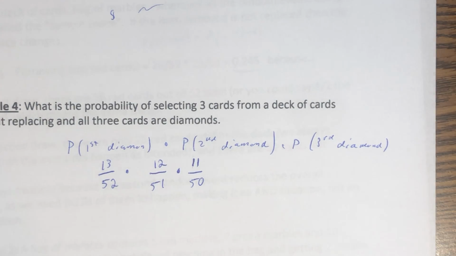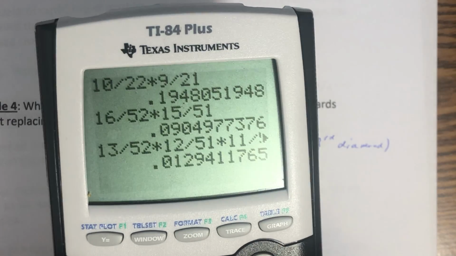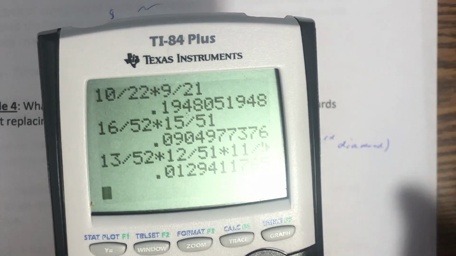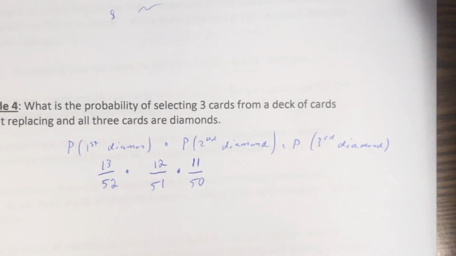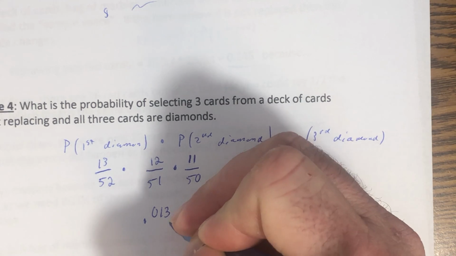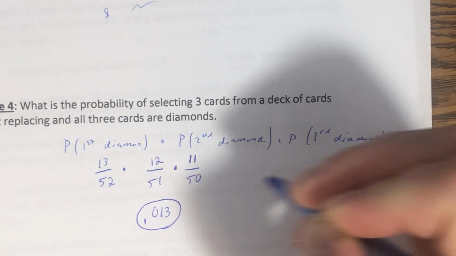Now I just multiply those: 13 divided by 52 times 12 divided by 51 times 11 divided by 50. And I'm getting a probability of 0.0129. That 9 will round up the 2 to a 3. So 0.013 is my probability.